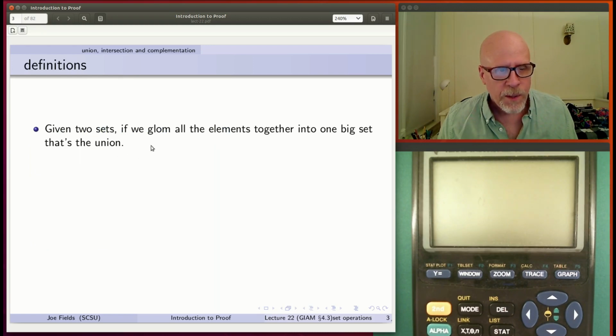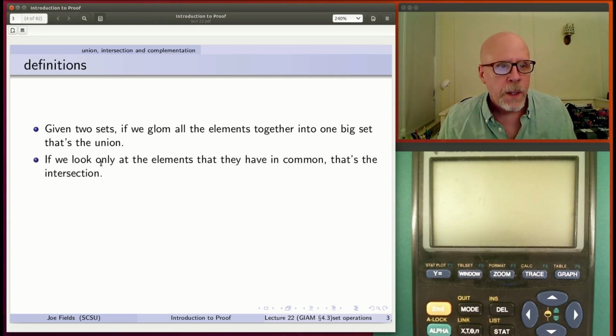First, the definition. I want to say it very informally first. Given two sets, if you just take all the elements of both of them and glob them together until you get one big set, that's what it means to be the union. If, on the other hand, you look at only the elements that they have in common, the things that are common between the two of them, that's the intersection. Very informal, imprecise, but it gets the point across, I think.